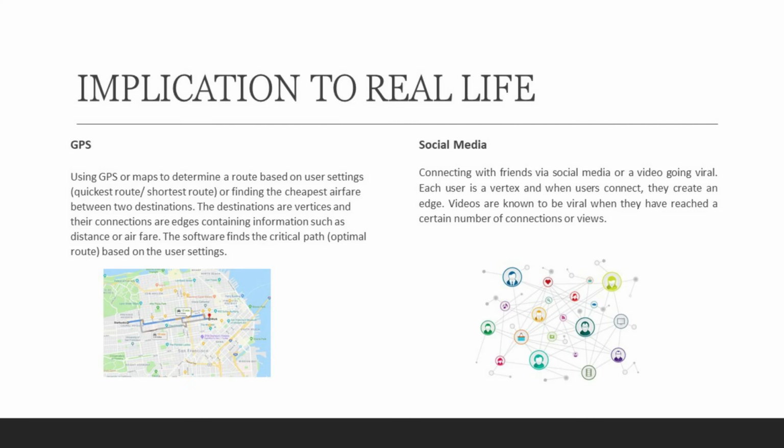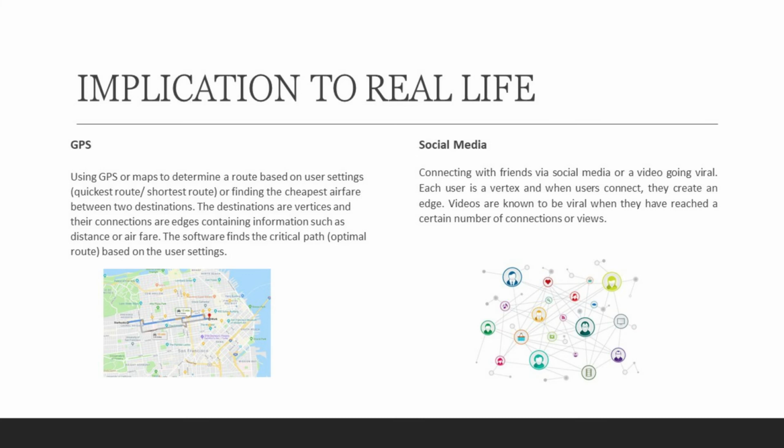B0819102257. So the implication to real life based on graph theory is GPS. Using GPS or maps to determine a route based on user settings, quickest route or shortest route, or finding the cheapest airfare between two destinations. The destinations are vertices and their connections are edges containing information such as distance or airfare. The software finds the critical path, the optimal route based on the user settings.